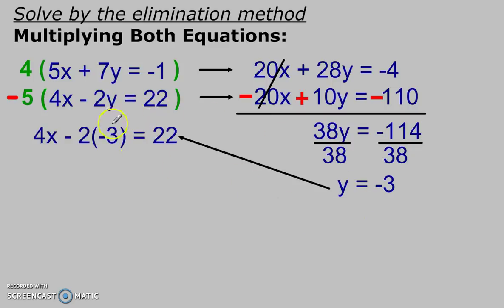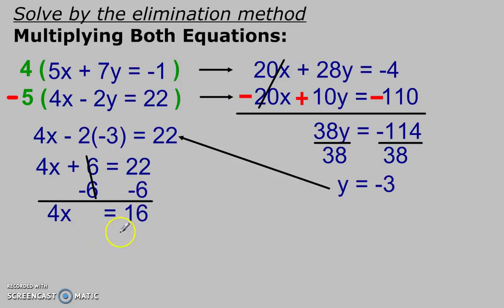Now plug that back into either one of these equations. So I'm plugging right here, negative 3 for the y, and solve, combine those, subtract 6 from each side, divide by 4, and x is 4. So my solution is 4 and negative 3.